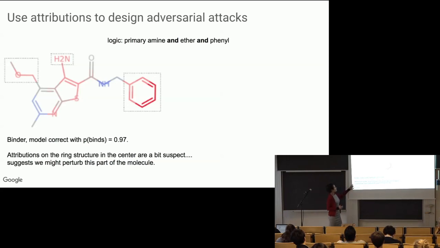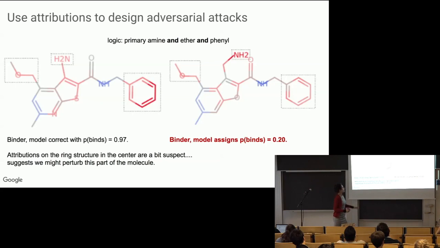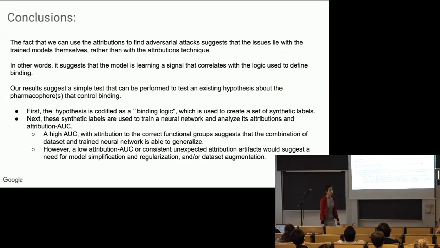Perhaps that means that I can perturb this molecule so it still satisfies the logic, but the model gets it wrong. And indeed, that's the case. I can simply add an extra carbon into that side chain next to the primary amine. And lo and behold, the model is now predicting that it doesn't bind anymore, even though it does. So I can exploit these attributions to fool the classifier, which suggests that the attributions are correct and the model is actually learning the wrong thing. What this means is that the model is learning some signal that correlates with the binding logic, but isn't actually the binding logic itself.